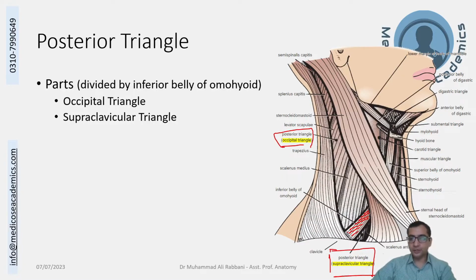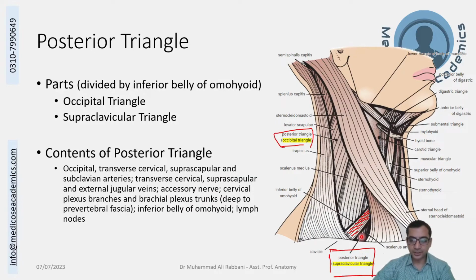Even if I don't tell you, you can pick up the boundaries from the image. The occipital triangle will have sternocleidomastoid, trapezius, and inferior belly of omohyoid, and the supraclavicular triangle will have sternocleidomastoid, inferior belly of omohyoid, and middle third of the clavicle. So these are the posterior triangles. Contents are numerous, and I won't be helping you very much in memorizing them. But let me tell you how I remember it. I go system-wise.